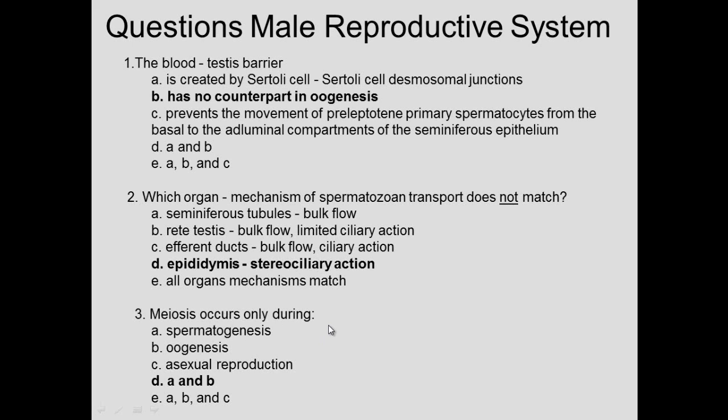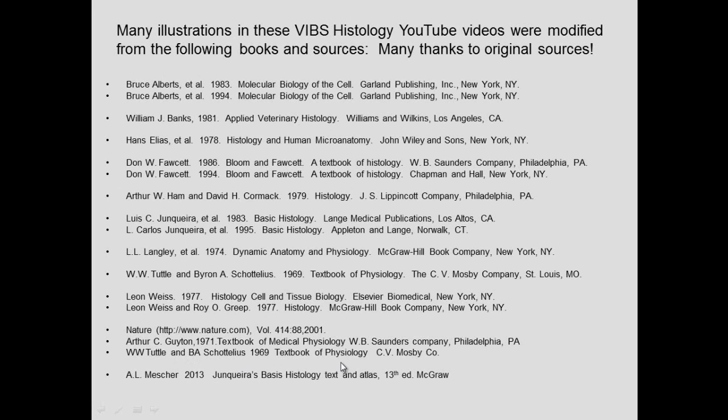Meiosis occurs during spermatogenesis, yes. Oogenesis, yes. Asexual reproduction, no. So the answer is D.